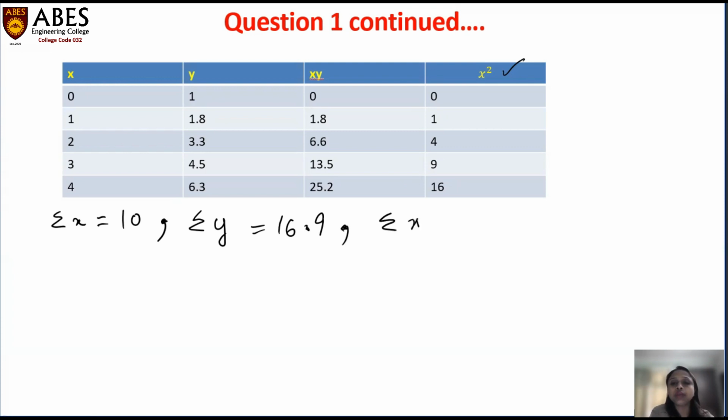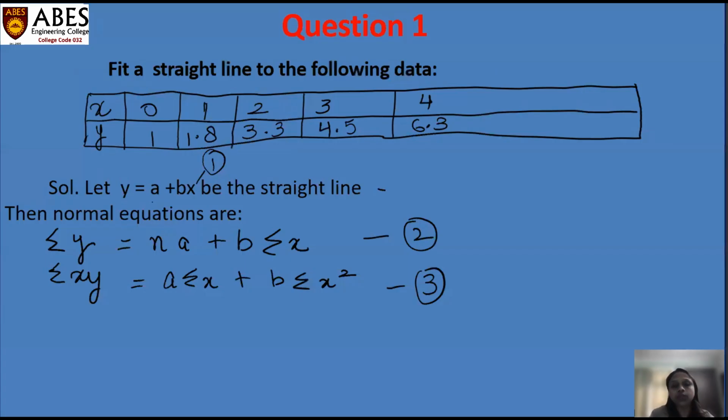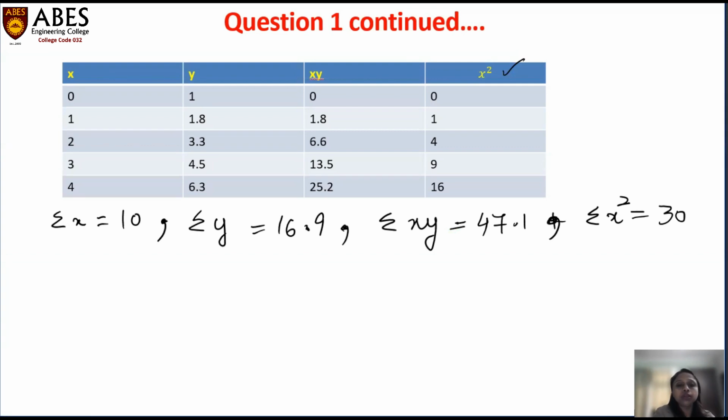Summation of xy is 47.1, and summation of x square is 30. So now we will substitute all these values in the two normal equations that we have written above, that is equation number 2 and 3. So I'm putting the values in these equations.